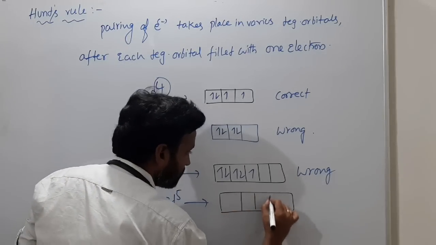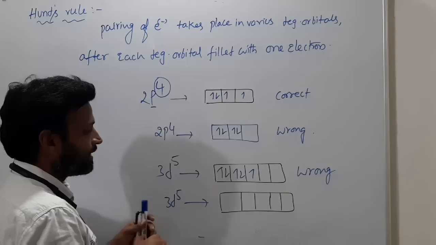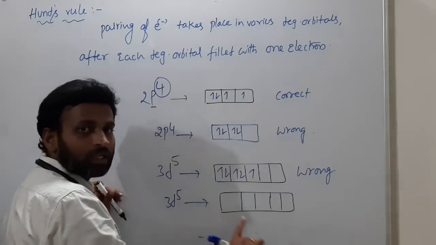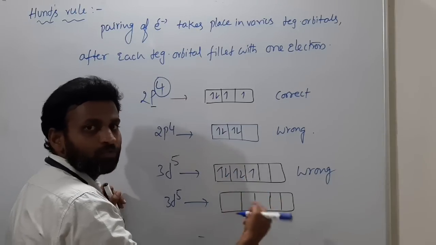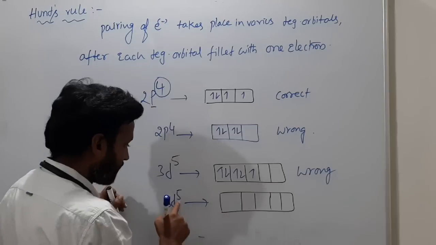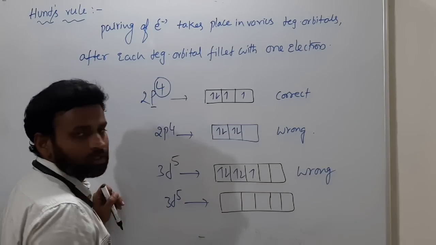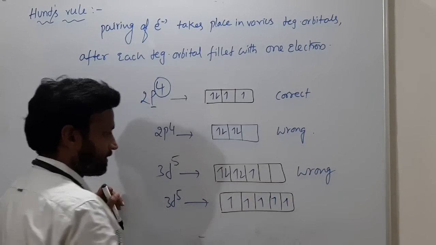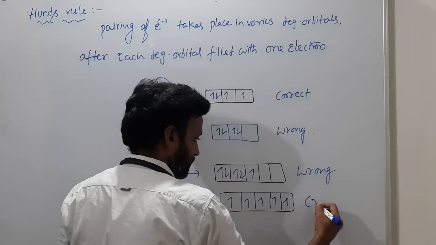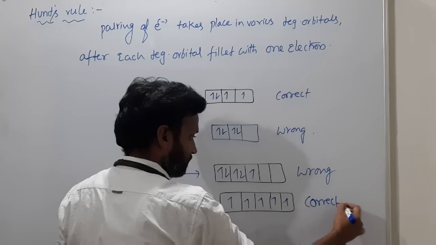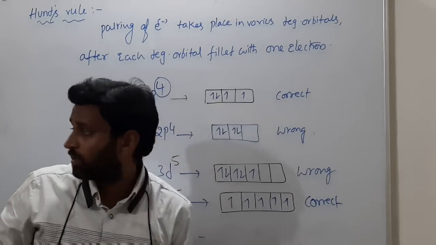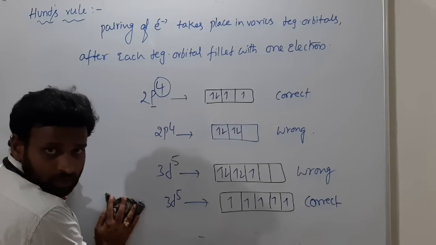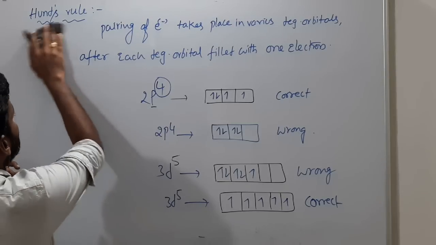So now for d5, which way is correct? According to Mr. Hund, what he said: pairing must happen only after each degenerate orbital is filled with 1 electron. So 5 electrons are there, and 5 degenerate orbitals are there. So the 5 orbitals must be filled with the 5 electrons like this. So this 3d5 representation is correct and the previous one is wrong. So these are very, very important for us. Understood, sir? So what did we discuss?